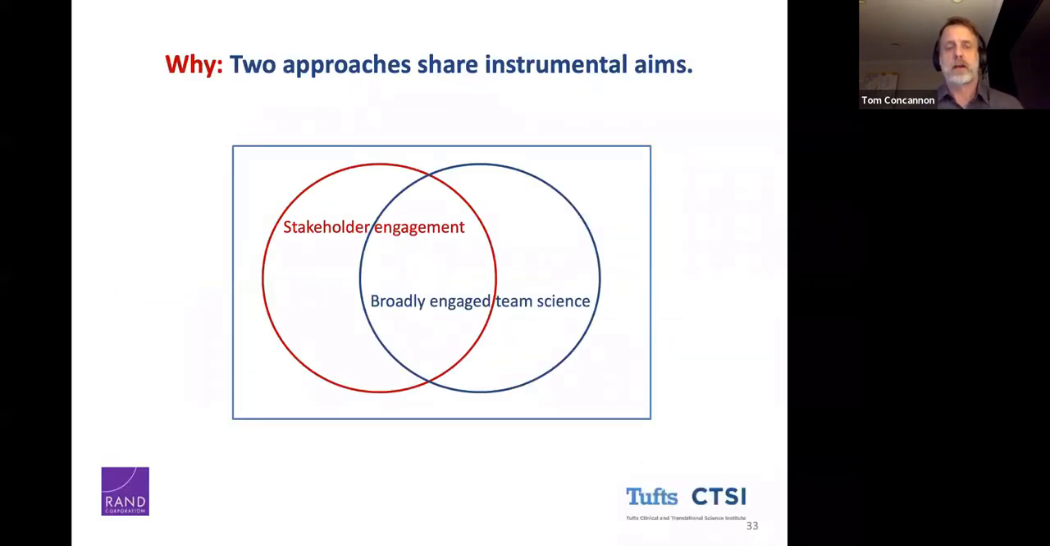Two of the approaches that I named on that Tower of Babel, stakeholder engagement and broadly engaged team science, share some key factors or features that I would like to talk about. These are, again, terms used differently by different research groups, and that's why I've drawn out this Venn diagram. I don't think these are exactly identical terms, but I think they do overlap on a couple of key items.